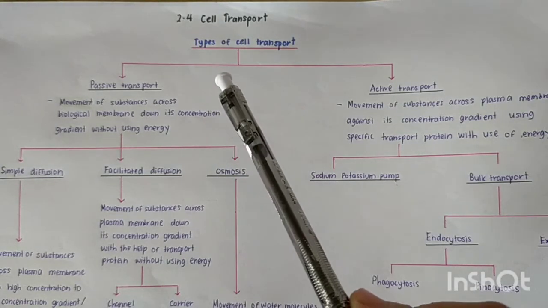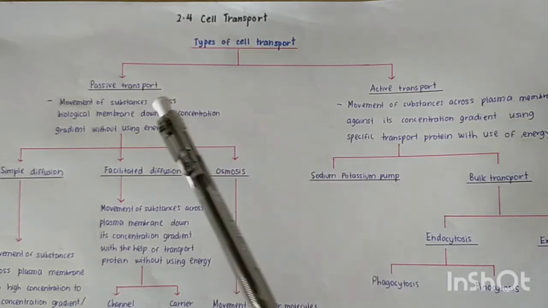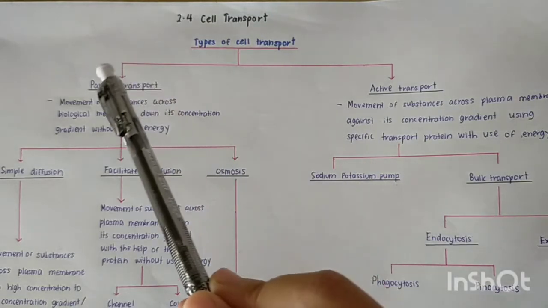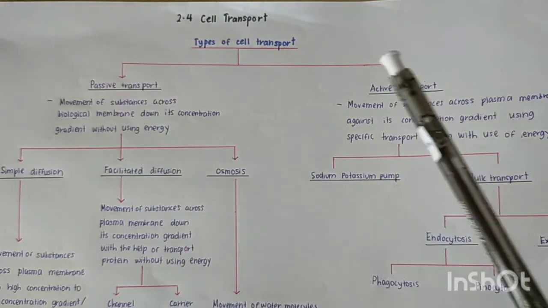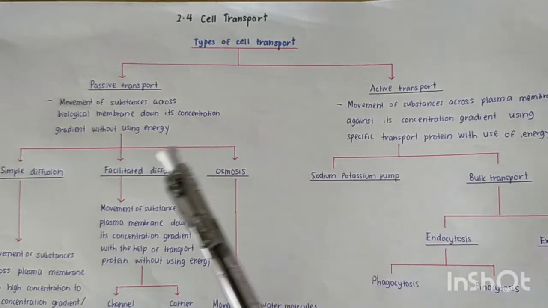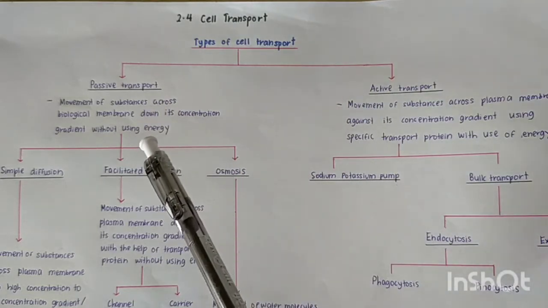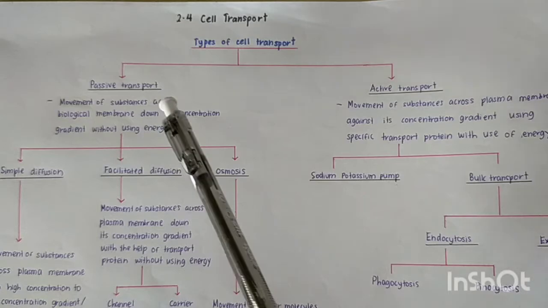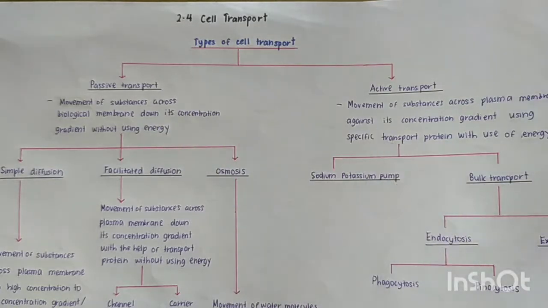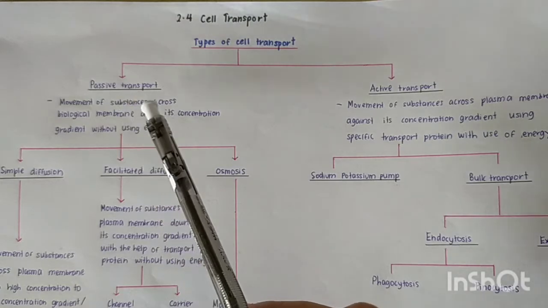Based on the types of cell transport, it will be divided into two. The first one we call passive transport. The other one is active transport. Make sure you know the definition of both passive and active transport. So we look one by one. What is passive transport?